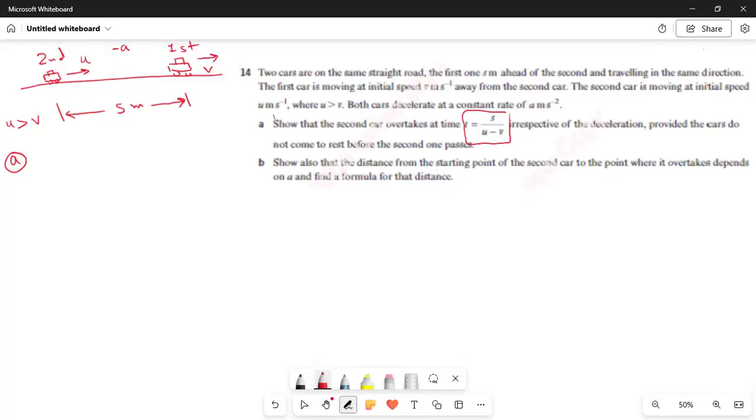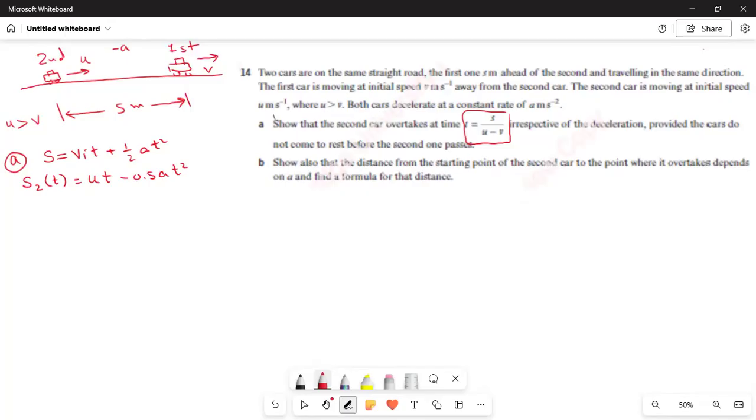So I will try to find the distance traveled by the second car as a function of time. It's going to be the famous formula vit plus half at squared. So I will write this formula as the distance traveled by the second car as a function of time. The initial speed of this car was u, so it is ut, and acceleration is negative, so I will say negative 0.5 a t squared.